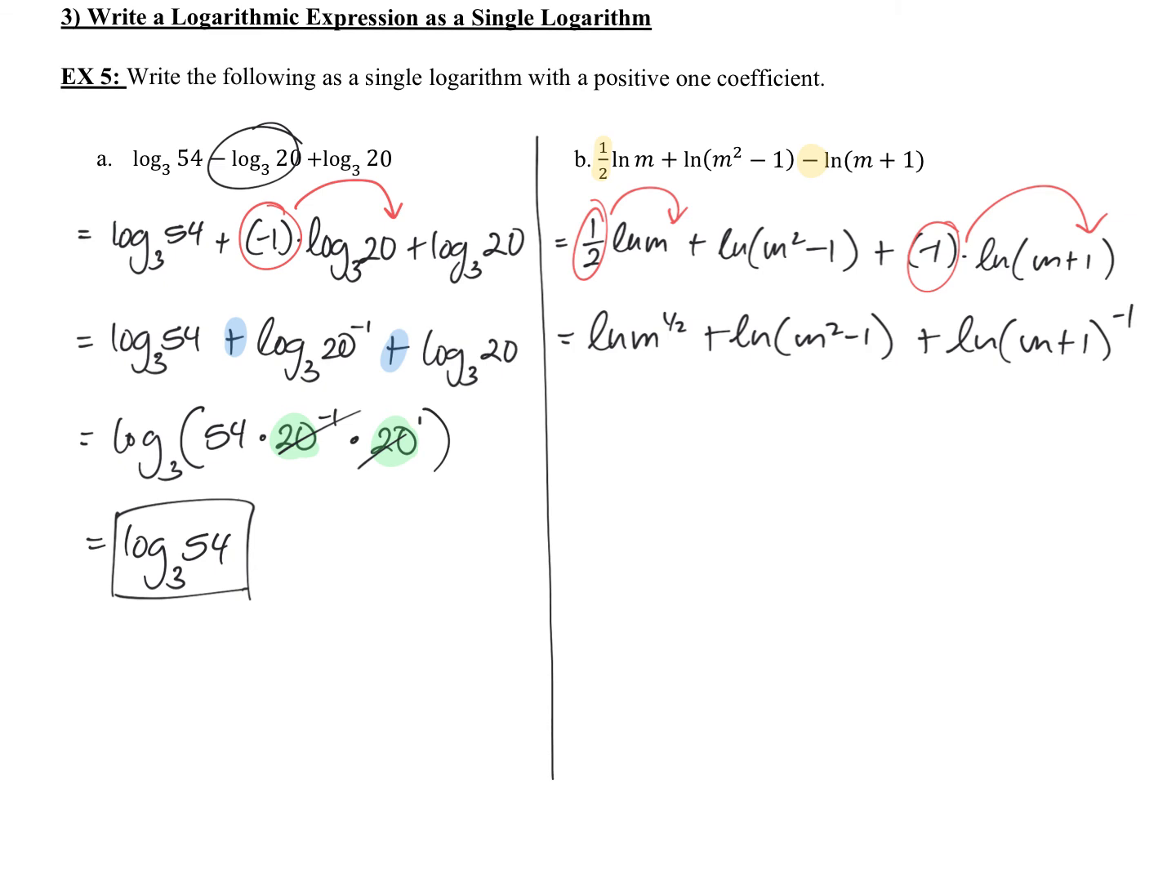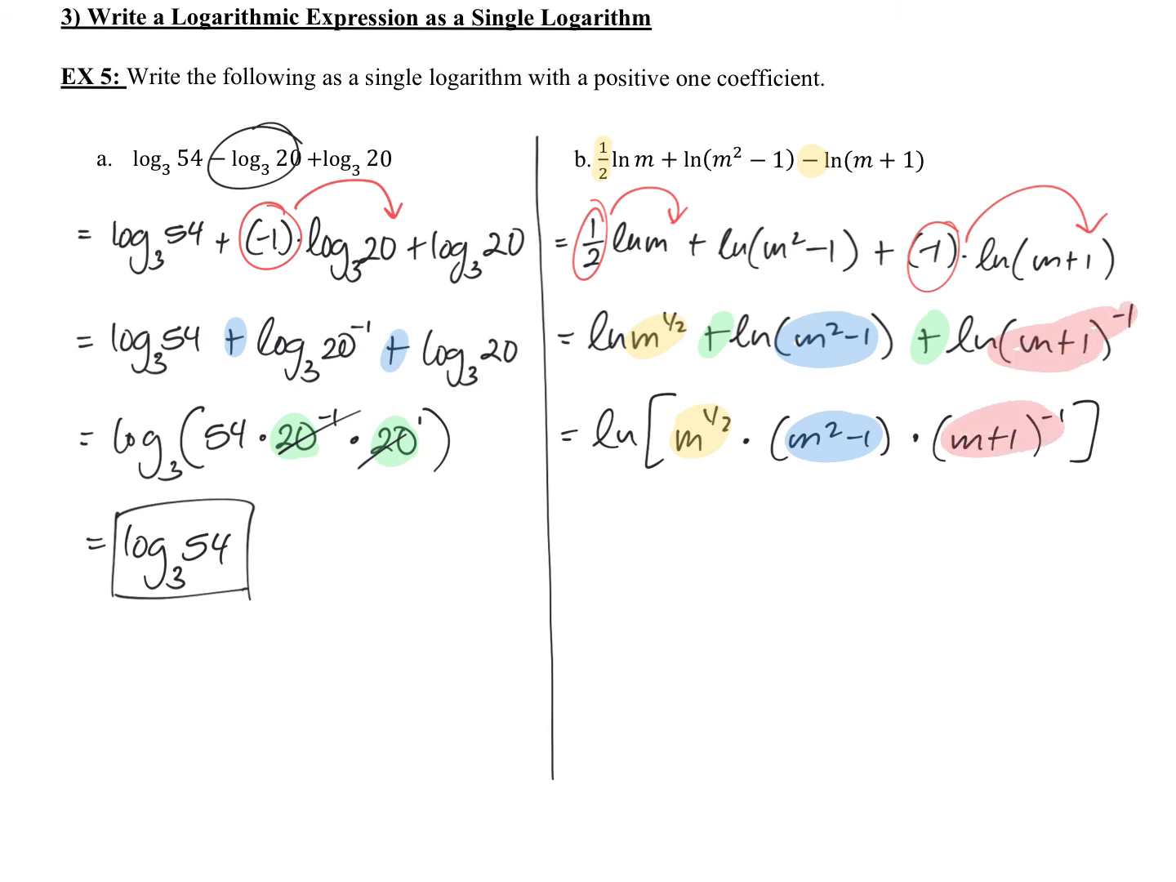So now we have all addition going on. That makes it very simple. We'll keep the natural log and multiply the arguments. So m to the 1/2 times m squared minus 1 times m plus 1 to the -1. I'll color code this so you see where everything's coming from. Then we got that going on there. And let's see, and the natural log that we're using.